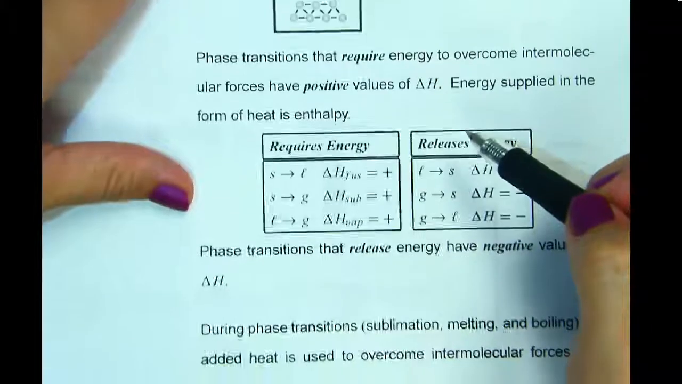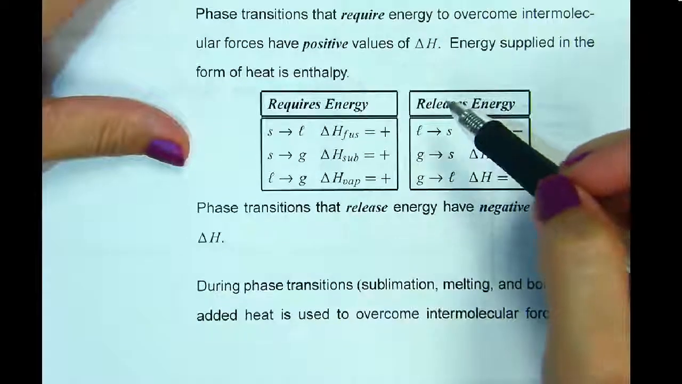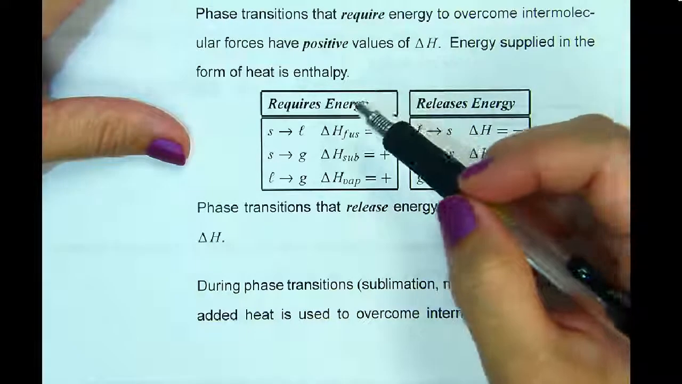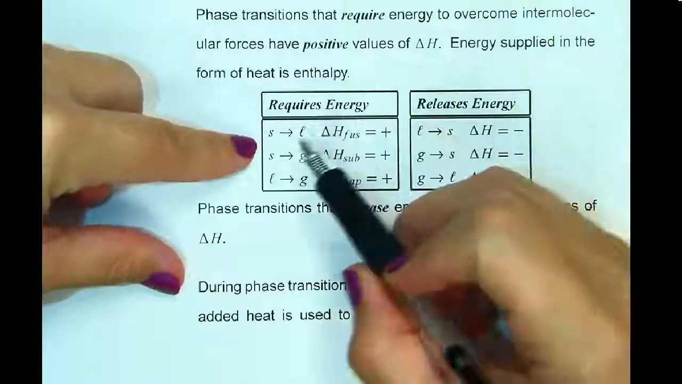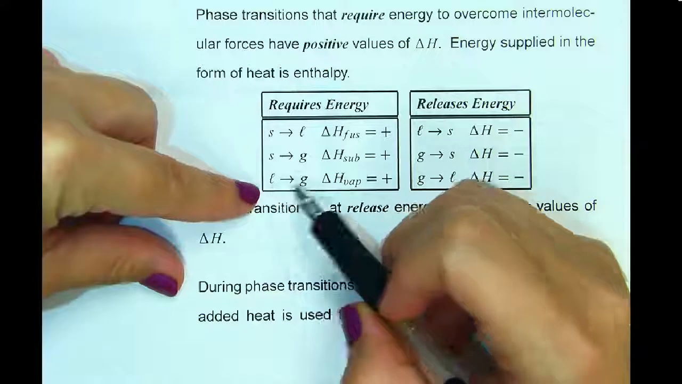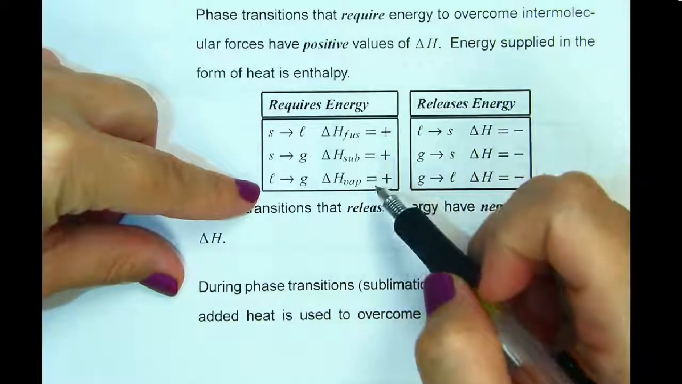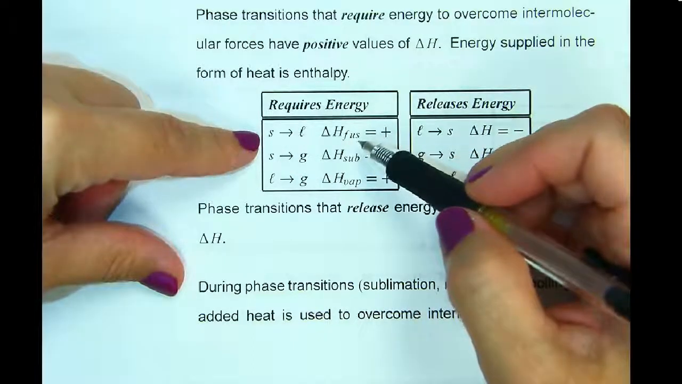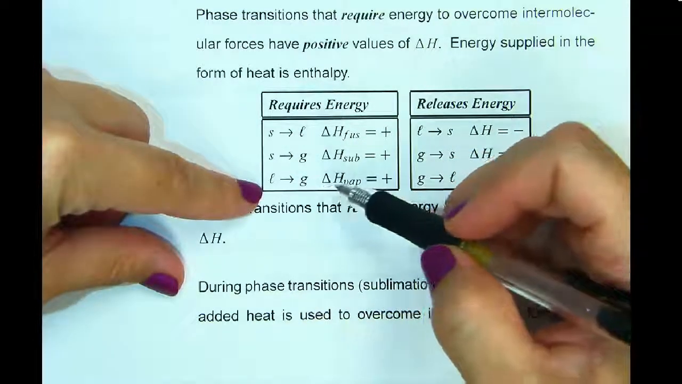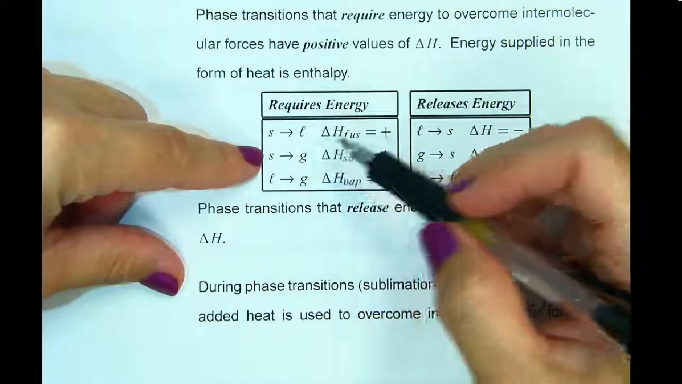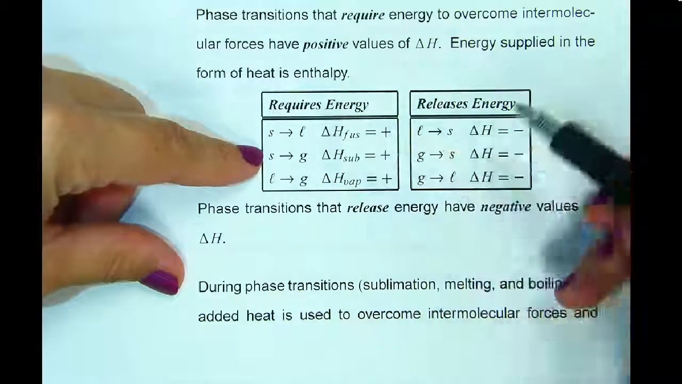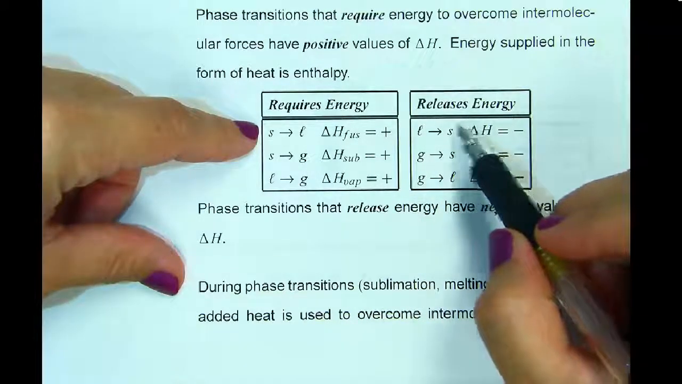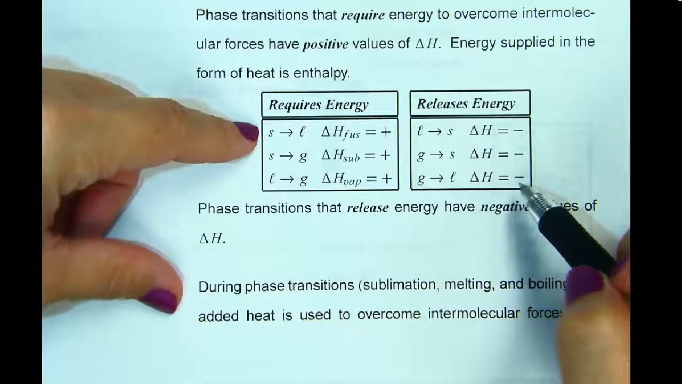Phase transitions that require energy to overcome intermolecular forces have positive values of delta H. Energy supplied in the form of heat is enthalpy. So solid to liquid, liquid to gas are all going to have positive delta H values. Remember, solid to liquid melting is called the delta H of fusion. Liquid to gas is called the delta H of vaporization, and solid to gas would be the delta H of sublimation. And then if you take the reverse of these processes, they're going to release energy and have negative delta H values.